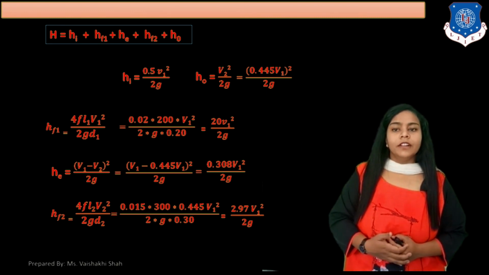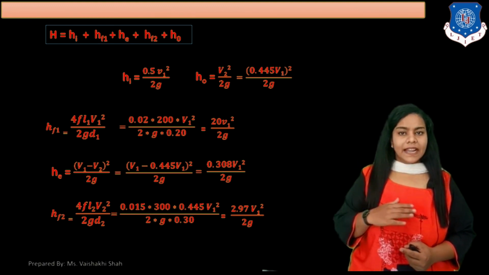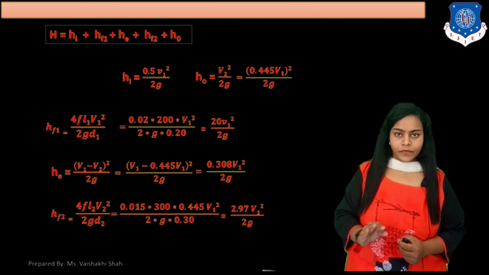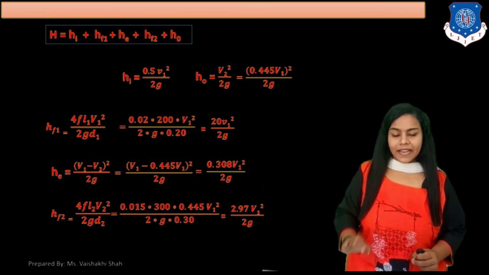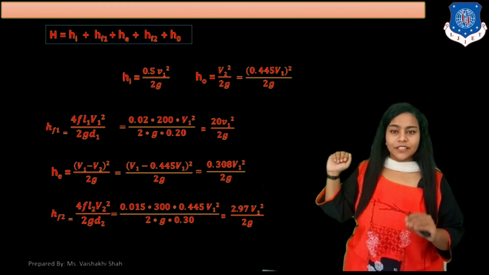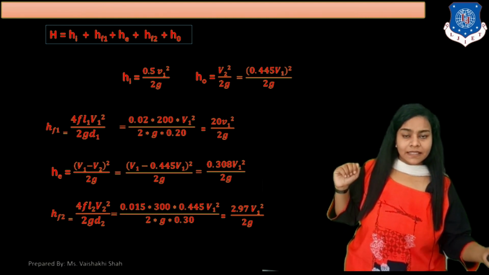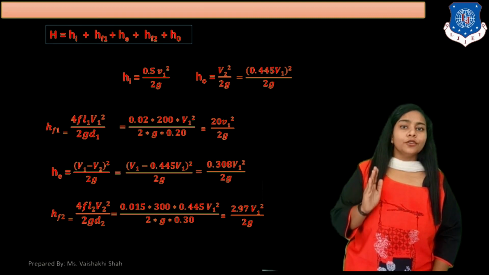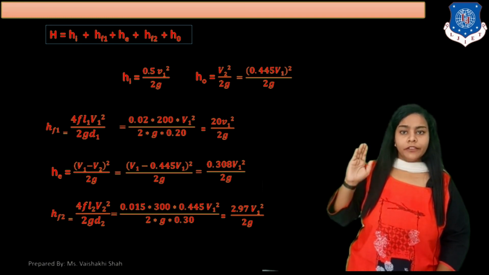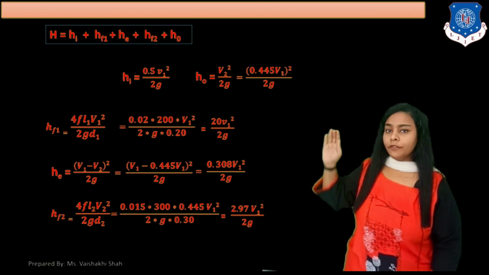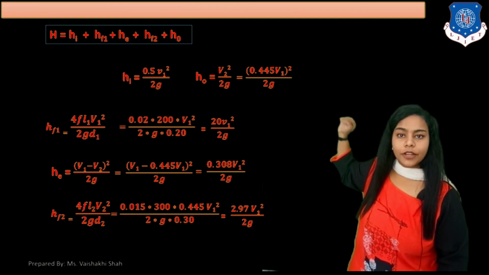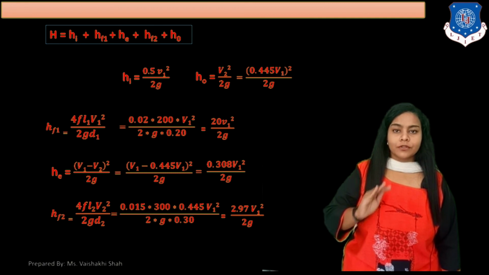Now we will first find HI, head loss at entrance, and as we know, the equation for head loss at entrance is 0.5 V1 square upon 2G. We do not have the value of V1 here. So HI equals 0.5 V1 square by 2G. Now HO, head loss at exit, due to sudden exit. The equation for that head loss is V2 square by 2G. And by the continuity equation, we found V2 equals 0.445 V1. So we are placing that value here, and you get HO equals 0.445 V1 square by 2G.